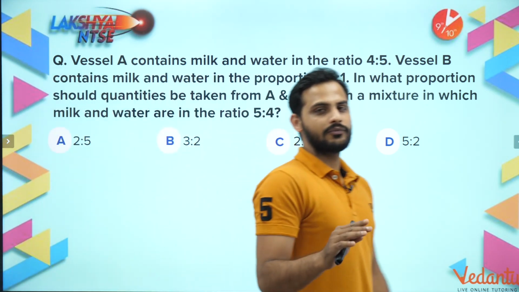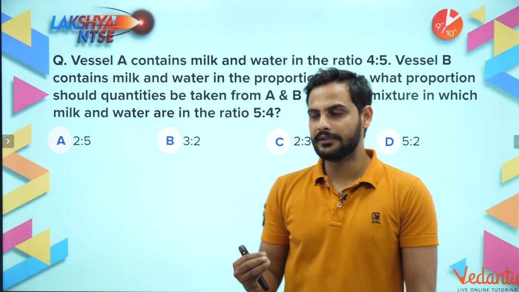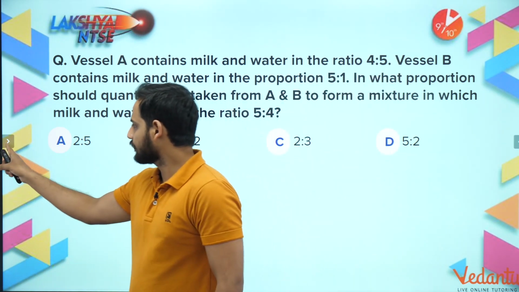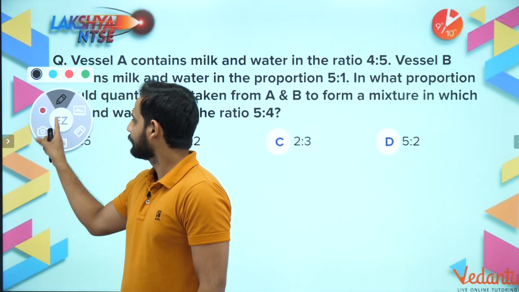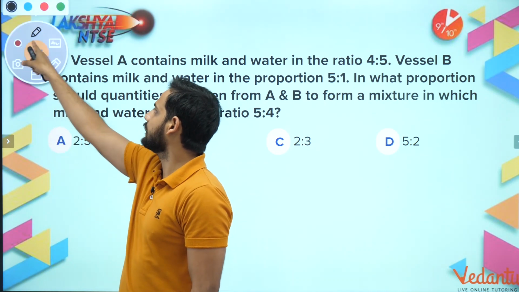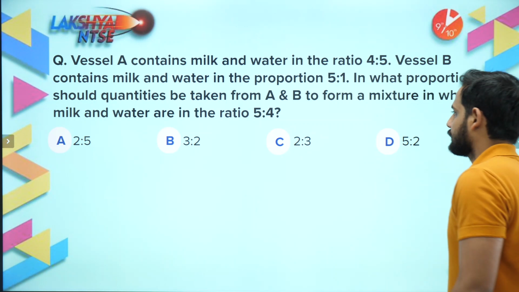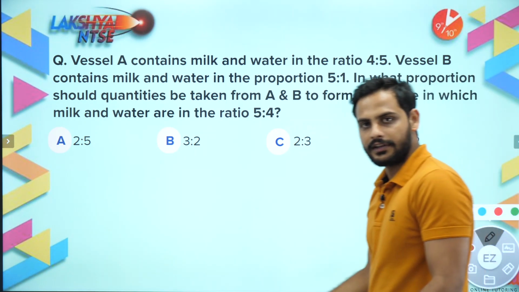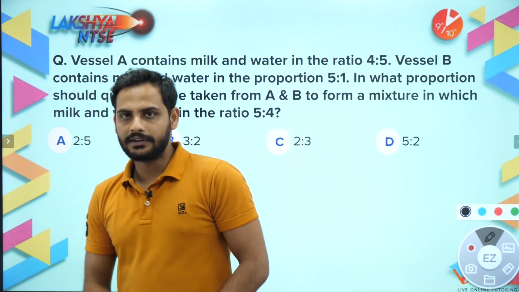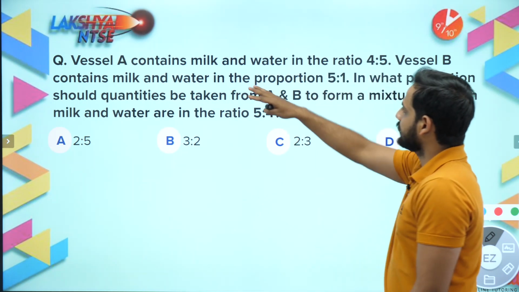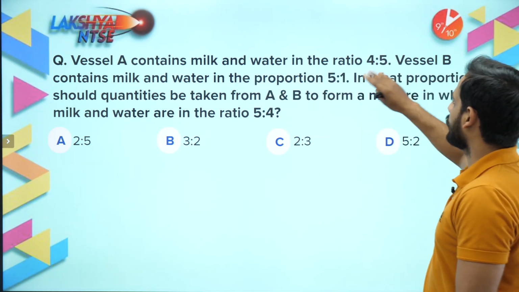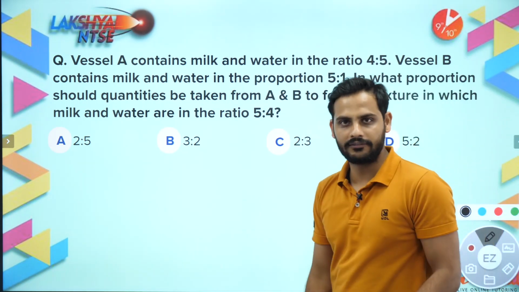In these kinds of questions I would give you a very easy shortcut, a trick you may say. So how do you solve these kinds of questions? Okay, let us understand. First, you need to understand that in vessel A, milk and water are in the ratio 4:5.